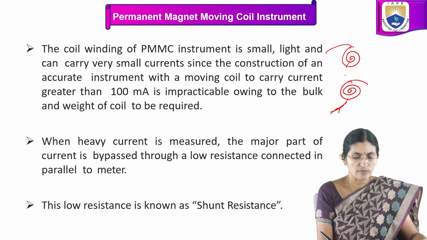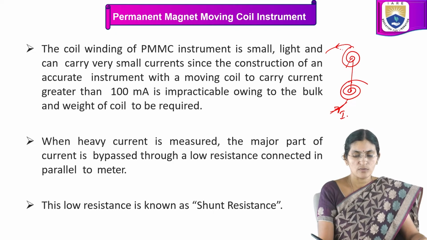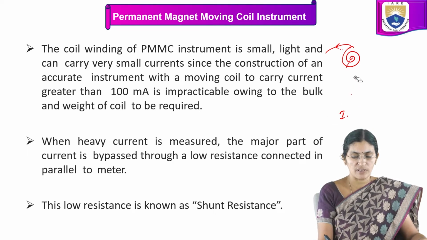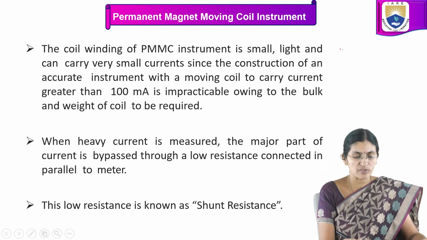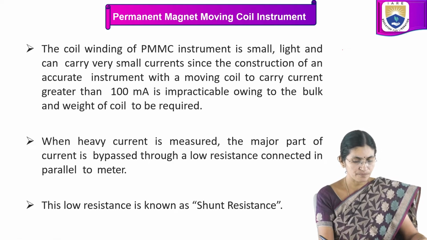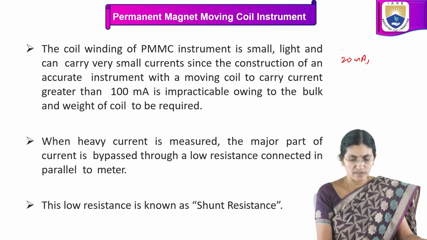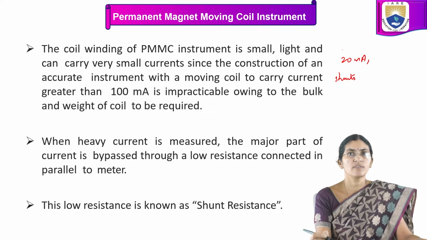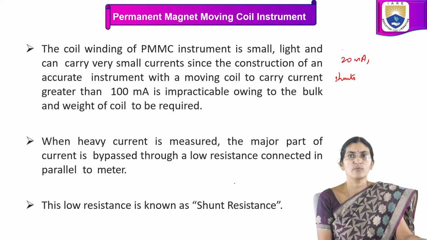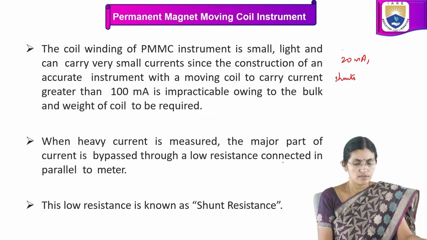The current enters into one spring and then flows out from the other spring. So the current carrying capacity of the coil is limited. Without any adjustment, we can use the PMMC instrument for measuring current up to 20 milliamperes. In order to increase the range of this PMMC instrument to be used as an ammeter, the current greater than 20 milliamperes has to be bypassed.